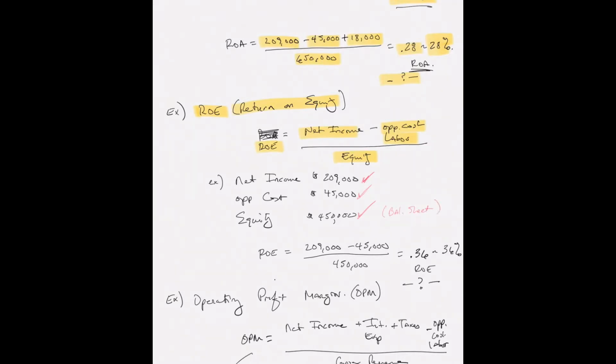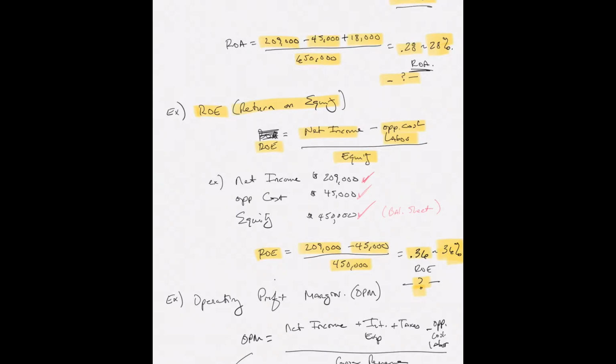That's the adjusted net income, and then we're going to divide it by equity, and that's going to give us a ratio. So what do we know? We know $209,000. We know opportunity cost of $45,000, and then we know equity of $450,000. That came from our balance sheet, and then we plug that in. So ROE, 209 minus the 45, divided by equity of $450,000. That's going to be a 0.36, or better displayed as 36%.